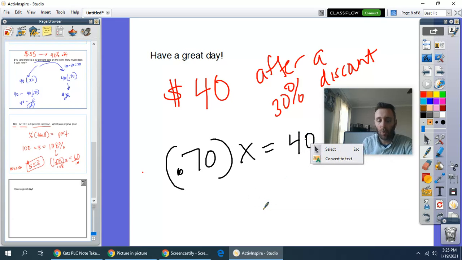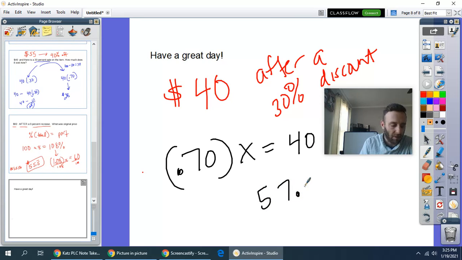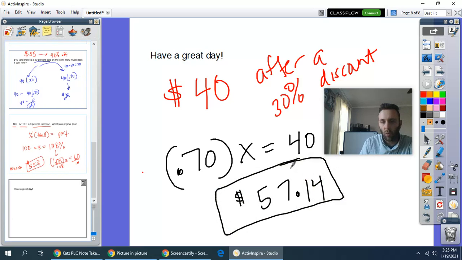So if you solve this equation by dividing by 0.70 on both sides, or 0.7, and you do 40 divided by 0.7, you get an answer of about $57.14. So this was originally $57.14. After the 30% discount, it was then $40. Okay, hope that helps. And please watch this video as many times as you need to practice it and make sure you understand the concepts.